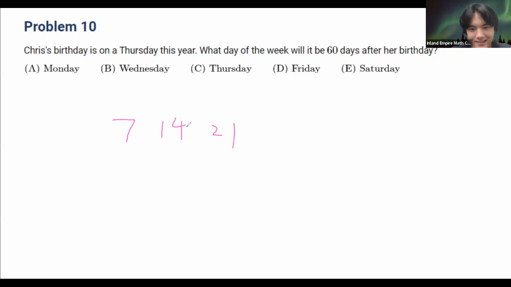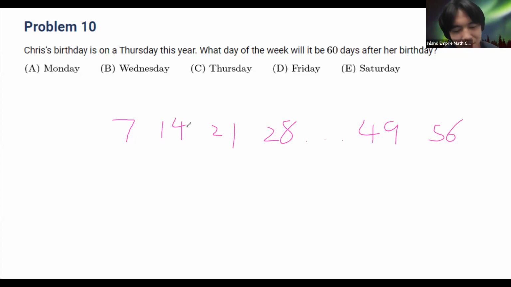21 days after Thursday is another Thursday. 28 days after Thursday is another Thursday. 49 days after Thursday is another Thursday. And 56 days after Thursday is another Thursday. At this point, you can just count the rest, right?